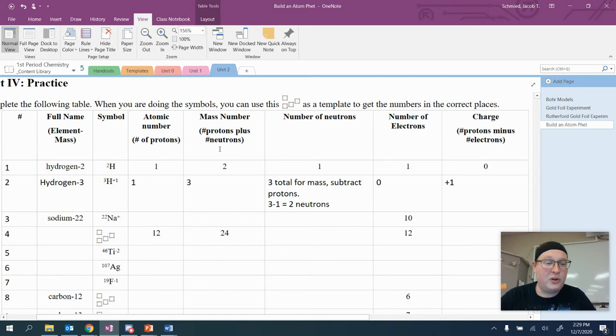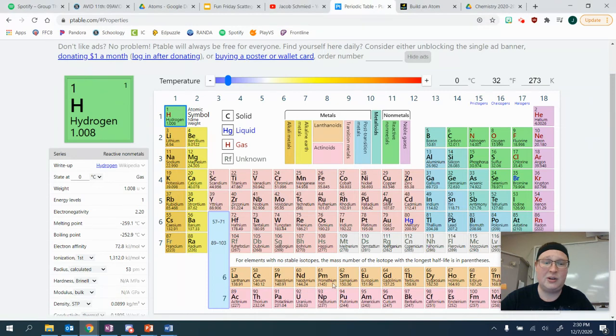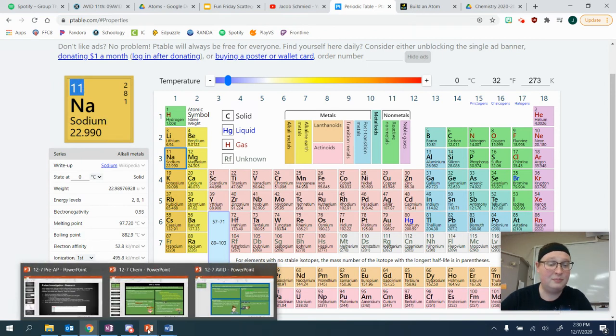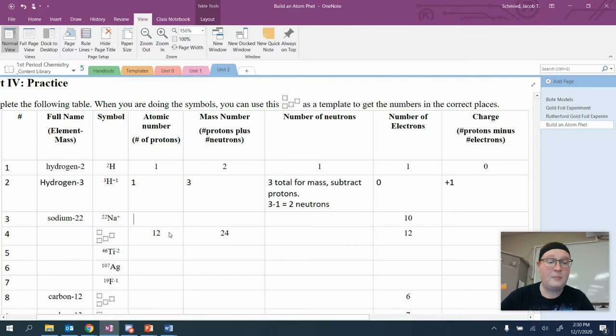All right, moving on to sodium 22. This time I'm given the name and the symbol, and I have to figure out a lot of this other stuff here. Because I know that it's sodium, right away I can go to a periodic table and look up sodium. There he is on the left-hand side. Sodium is atomic number 11, so I know that's how many protons it has, because that's its atomic number. So it's got 11 protons.